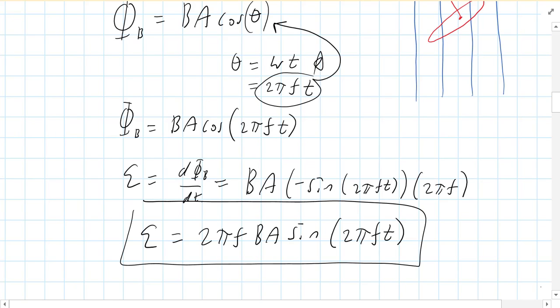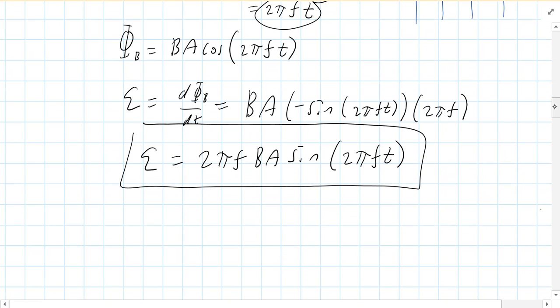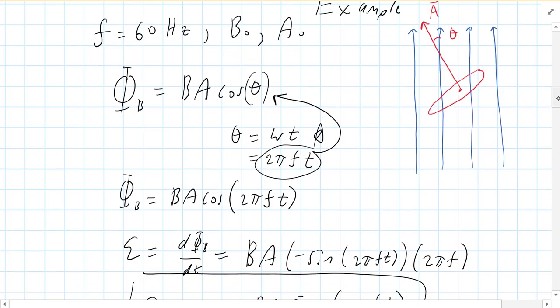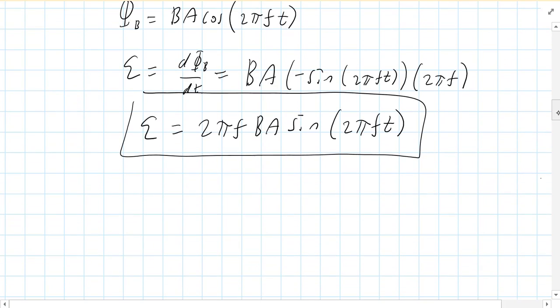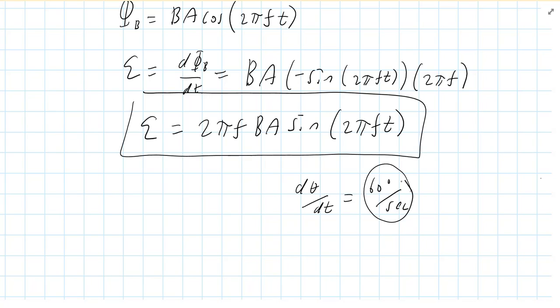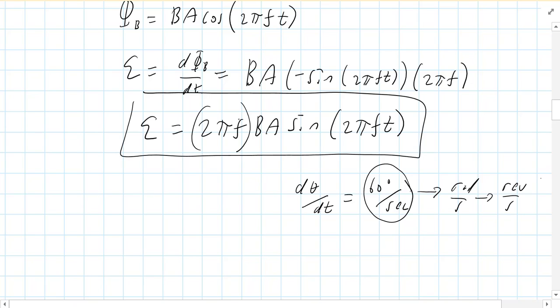Now, a couple notes. On a problem like this, be careful. You might see in the book a problem where they give you the B, they give you the A, and then they'll say something like d theta dt equals 60 degrees per second or something like that. So this is really close. What you need, though, is this in radians per second, and that would be 2 pi F. So what you want to do is convert the degrees per second to radians per second, and that would be your 2 pi F here. Or if you convert it to revs per second, that is F here. So you can do it either way. Just make sure you're putting the right units in for this.